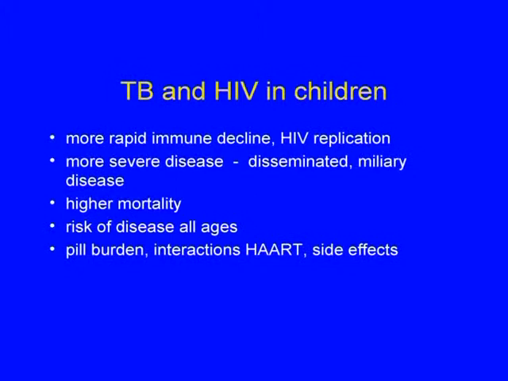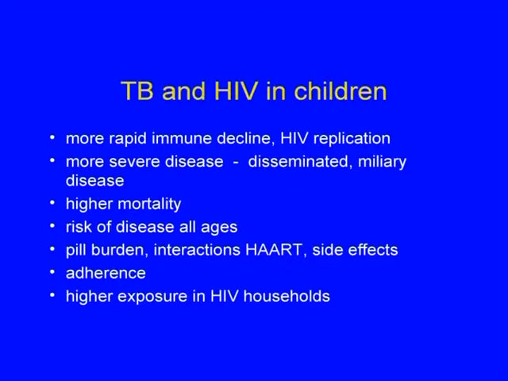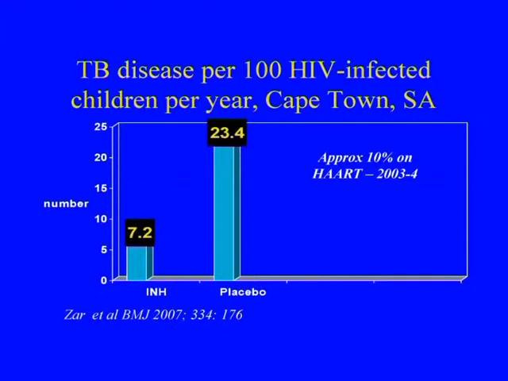There's the problem of pill burden. I don't need to tell an audience like this about the problems of taking both antiretrovirals and anti-TB drugs, the side effects, the issues of immune reconstitution syndrome, problems with adherence in taking such a large number of medicines. And of course, even in children who aren't HIV infected themselves, but who live in households where there's a parent or an adult who's HIV infected, they have a much higher exposure to TB than non-HIV households. Now this, I think, is a very startling number, and it shows the risk of HIV-infected children who are mostly not on HAART, the risk for TB.